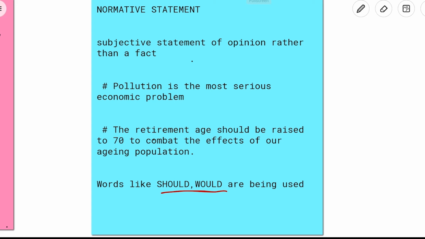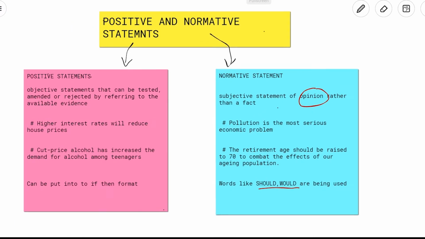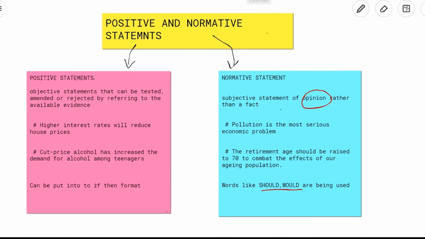Some people might think pollution would be the most serious economic problem that we have today. Meanwhile, some people would go against this idea. There is no clear way of proving which party is correct. So normative statements are like that. They depend on the different opinions of people. So, as a summary, positive statements can be tested, while normative statements are opinions which cannot be tested.